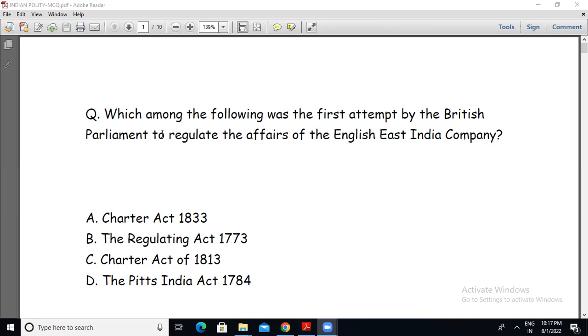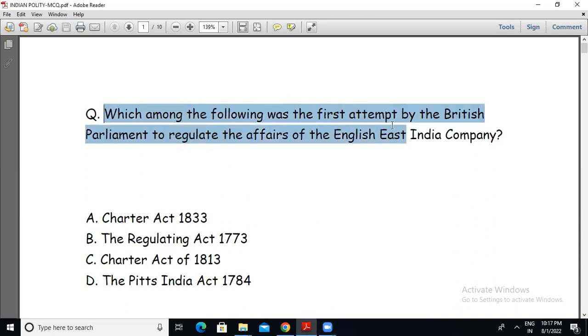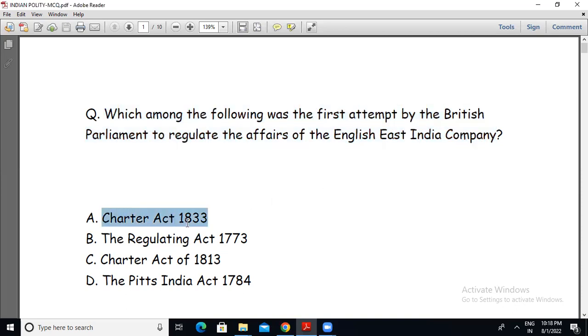So the first question is, which among the following was the first attempt by the British Parliament to regulate the affairs of the English East India Company? Charter Act 1833, the Regulating Act 1773, Charter Act of 1813, the Pitt's India Act 1784. So the question is asking which act was the first one by the British to regulate the affairs of the English East India Company.